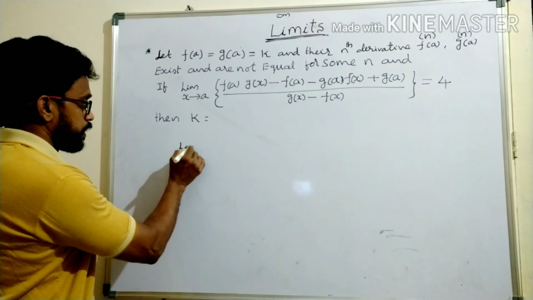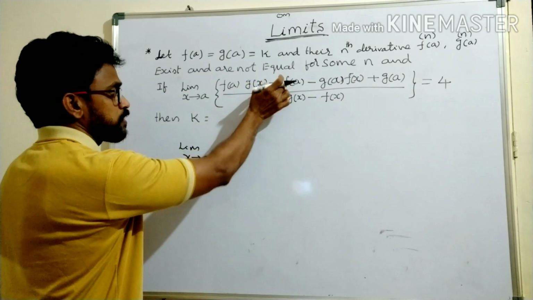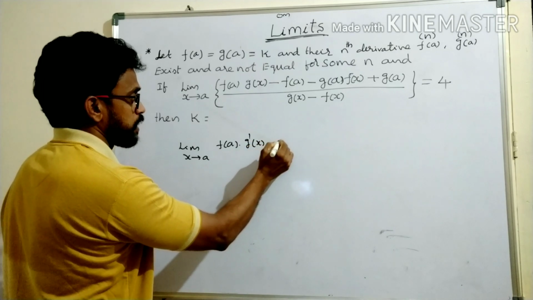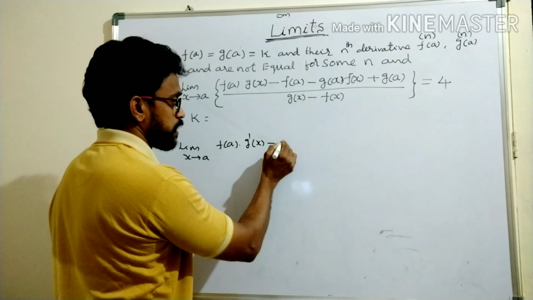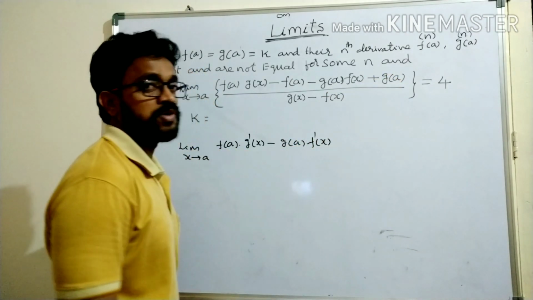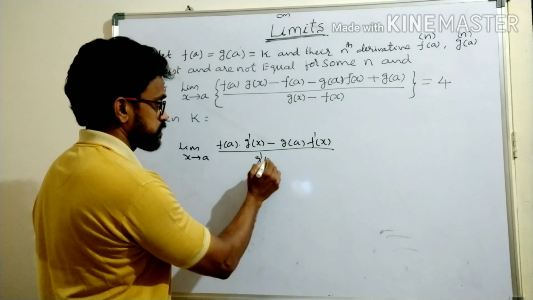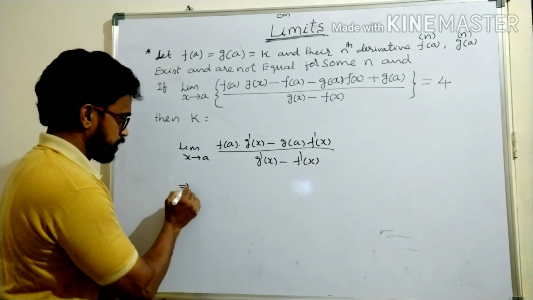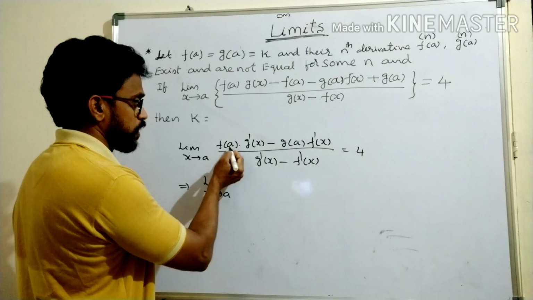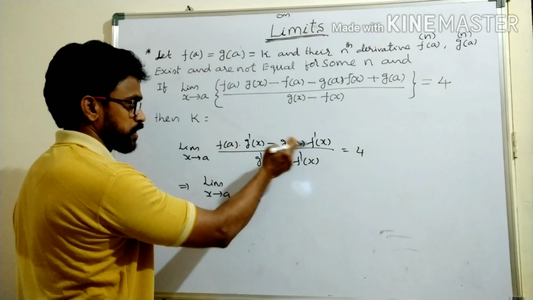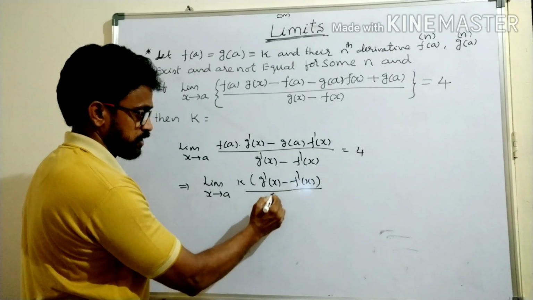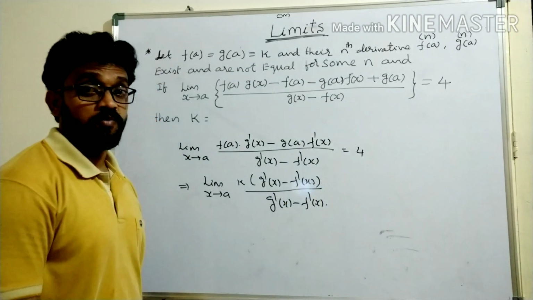Now, limit x tends to a, we should differentiate numerator and denominator separately. What happens? f(a) is constant, the derivative of g(x) is g'(x), minus the derivative of the constant is 0, minus g(a) into the derivative of f, which is f'(x), and the derivative of g(a) is 0 because it is a constant, divided by g'(x) minus f'(x), is equal to 4. Limit x tends to a, here f(a) and g(a) are equal to k. Replace these two terms by k: k into g'(x) minus f'(x), divided by g'(x) minus f'(x).